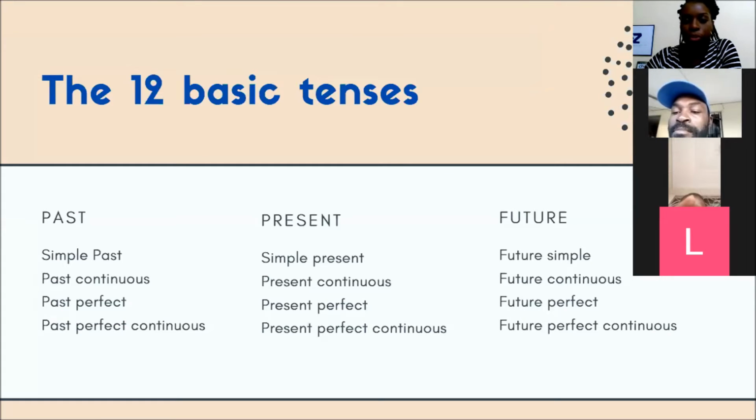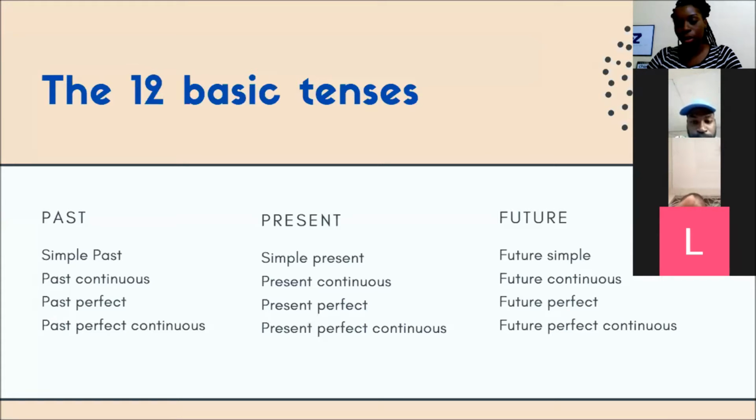So the 12 basic tenses, as you know, there are 3 main periods of time. There's the past, there's the present, and the future. Okay? And then every period of time has 4 basic tenses. For the past, we have the simple past, the past continuous, the past perfect, and the past perfect continuous. Those are all tenses to talk about something that has already happened in the past.